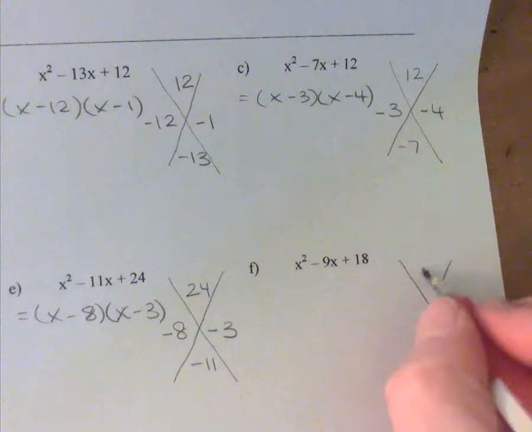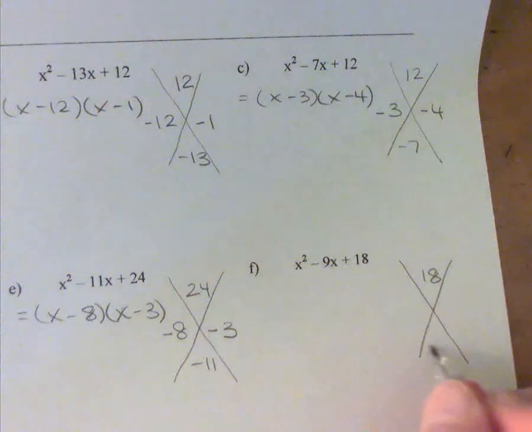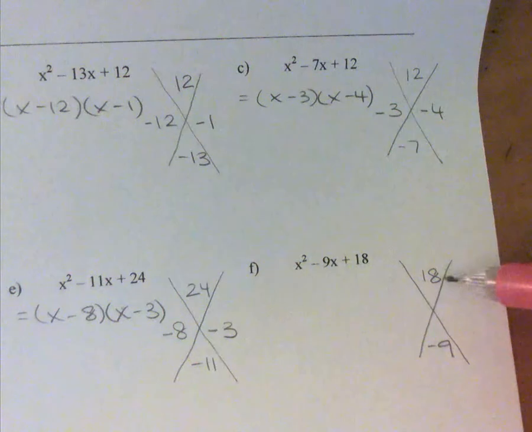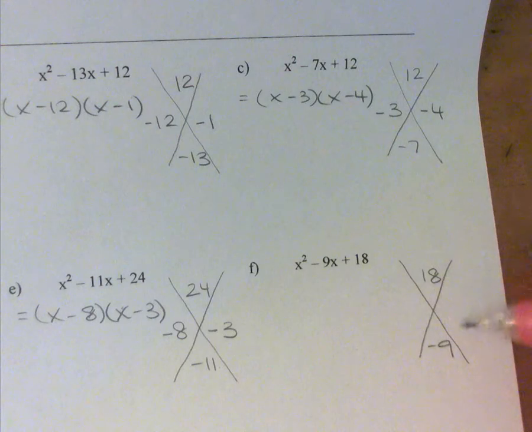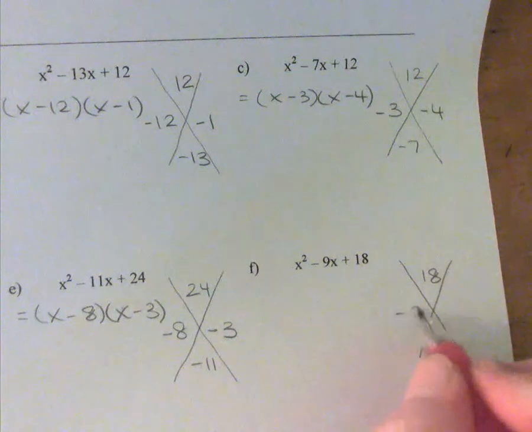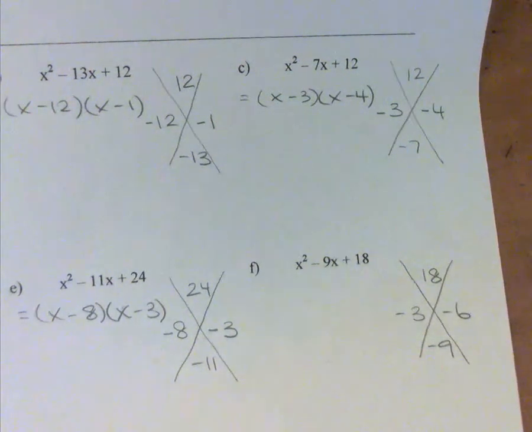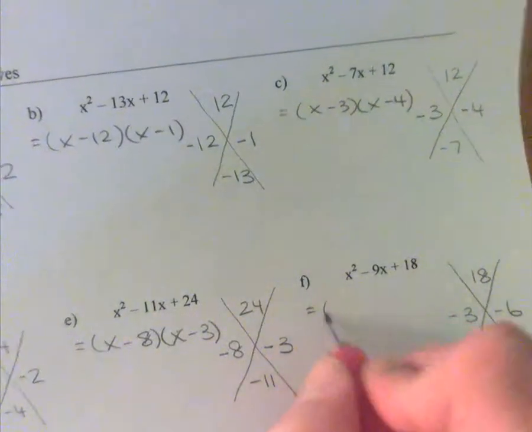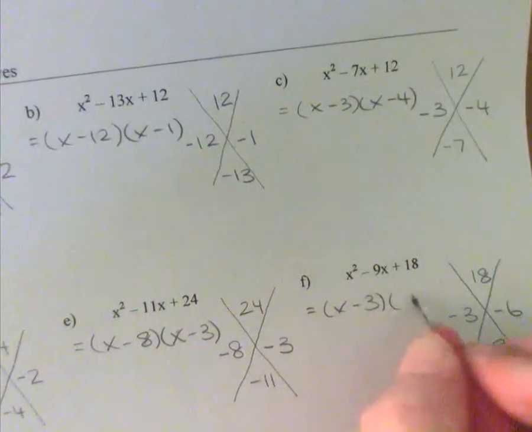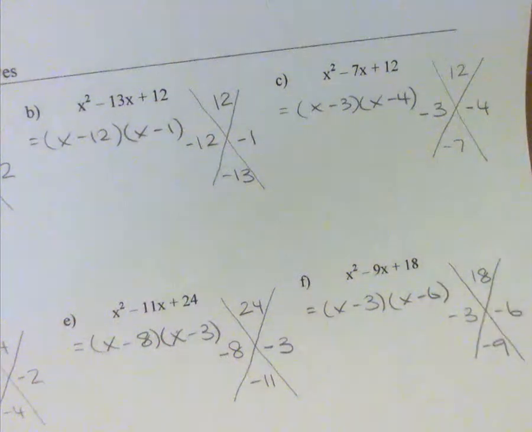Okay, so I have a product of 18 and a sum of minus 9. So I have 1 and 18, 2 and 9, and 3 and 6. So what would give me minus 9 would be minus 3 and minus 6. So I have x minus 3 and x minus 6.